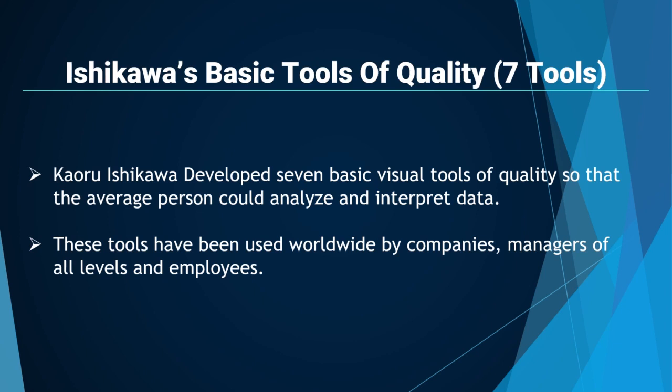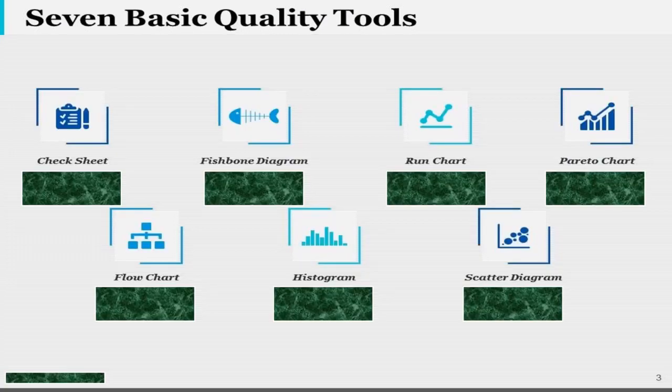The seven tools of quality management were introduced by Kaoru Ishikawa. He developed the seven basic visual tools of quality so that the average person could analyze and interpret the data. Most companies worldwide, managers of all levels and employees, are using these tools. They are check sheets, fishbone diagram, run chart, Pareto charts, flow charts, histogram, and scatter diagram.